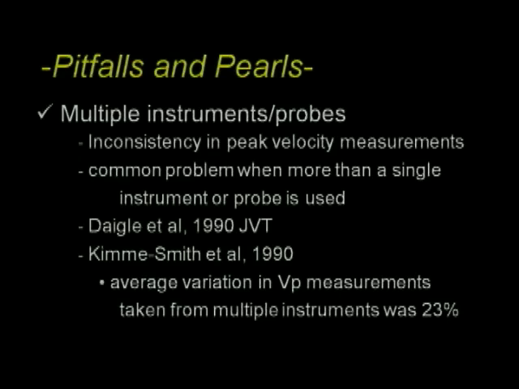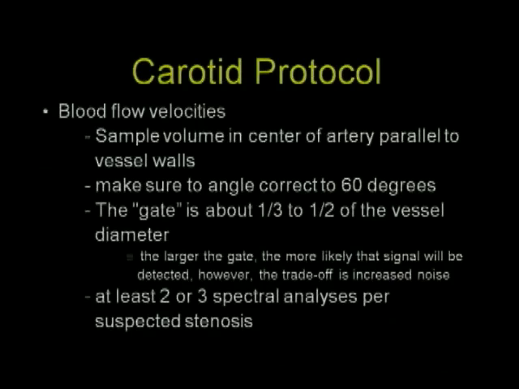Rob Daigle and others showed this in 1990 and published it in the Journal of Vascular Technology. This is also seen in a study published by Kimmy Smith in the Journal of Radiology back in 1990, where she showed an average variation in the acquisition of the peak velocity measurements taken from multiple instruments that ranged up to 23%. So probably optimal to use, again, the same piece of equipment and the same parameters for follow-up studies.